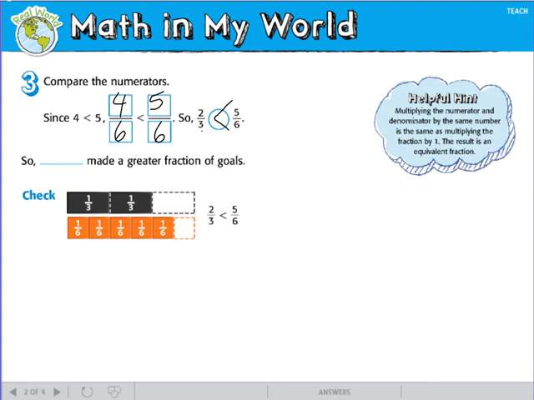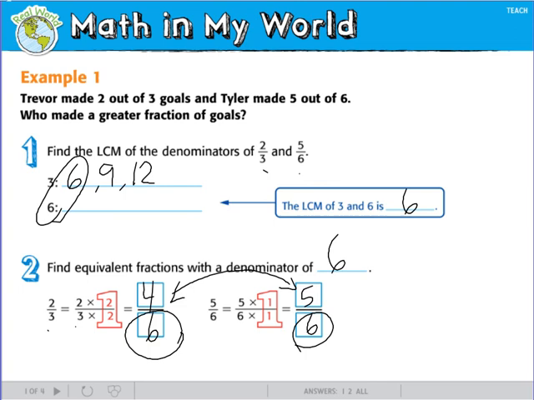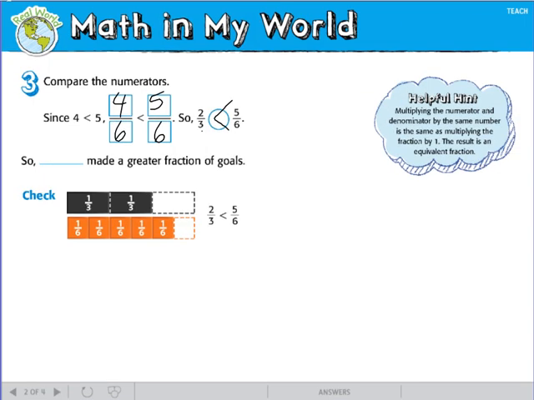So, this says Trevor made 2 out of 3 goals and Tyler made 5 out of 6 goals. Who made the greatest fraction of goals? Trevor, Tyler. Who made the greatest fraction of goals? Tyler did.